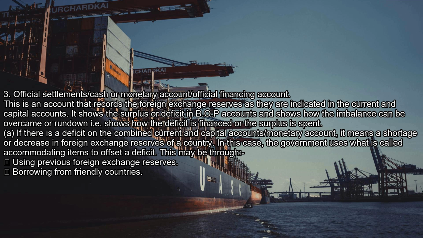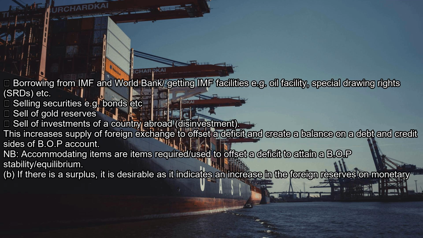In this case, the government uses what is called accommodating items to offset a deficit. This may be through using previous foreign exchange reserves, borrowing from friendly countries, borrowing from IMF and World Bank / getting IMF facilities, e.g. oil facility, special drawing rights, SDRs, etc. Selling securities, e.g. bonds, etc. Sale of gold reserves. Sale of investments of a country abroad, disinvestment.